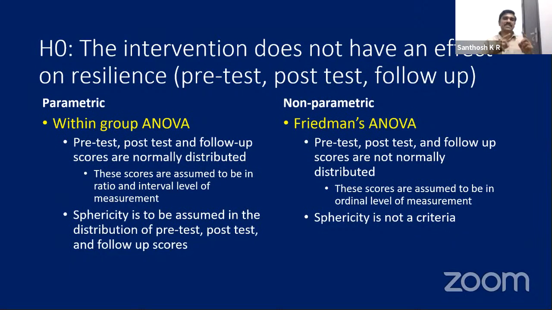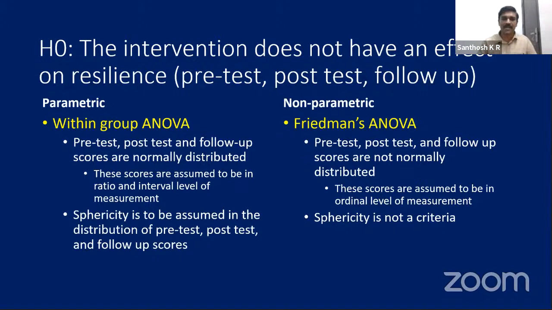If there is only pre-test and post-test, we'll do what? Paired sample t-test or Wilcoxon sign rank test. If it is pre-test, post-test, follow-up 1, follow-up 2, however many follow-ups, no problem. We will go for within group ANOVA or repeated measures ANOVA. If it has to be repeated measures ANOVA, there is only one condition. Each of these scores, the pre-test, post-test, follow-up test, etc., have to be normally distributed.